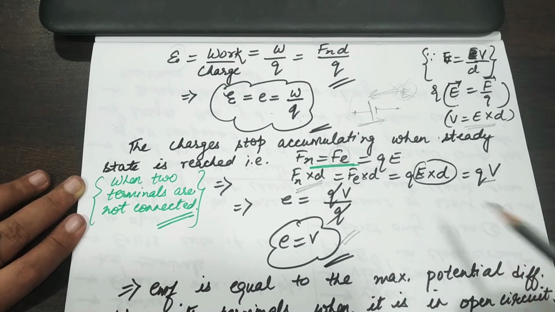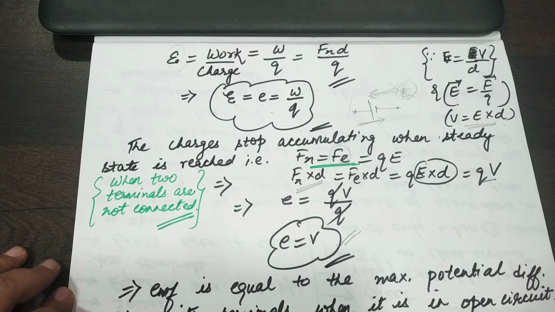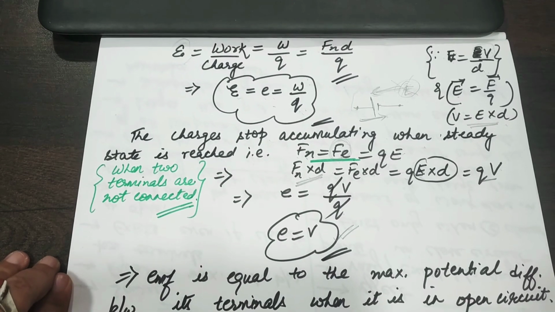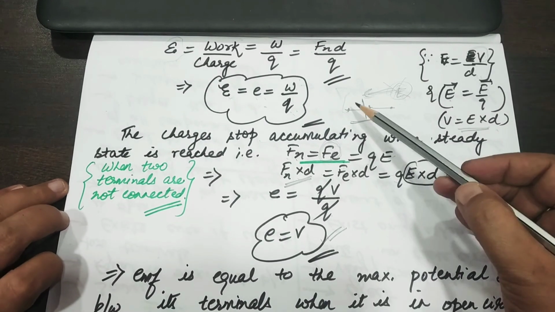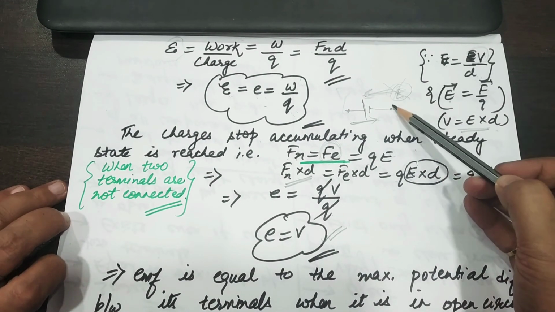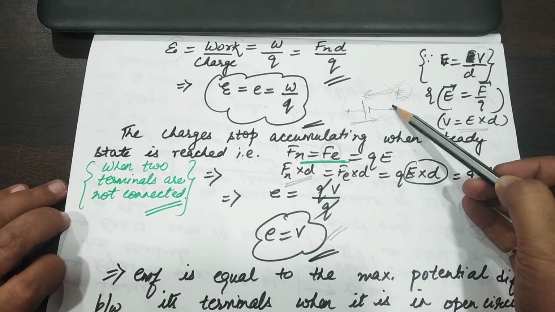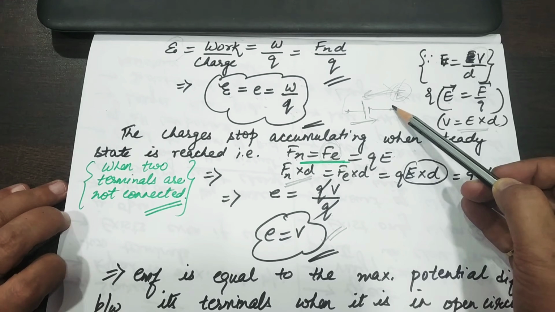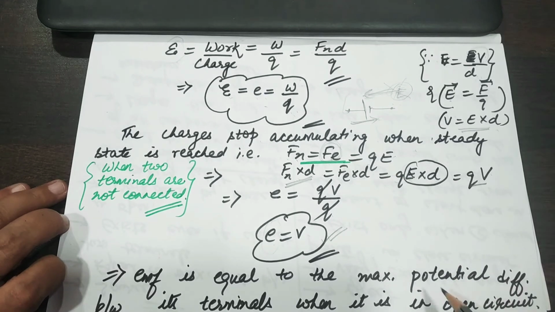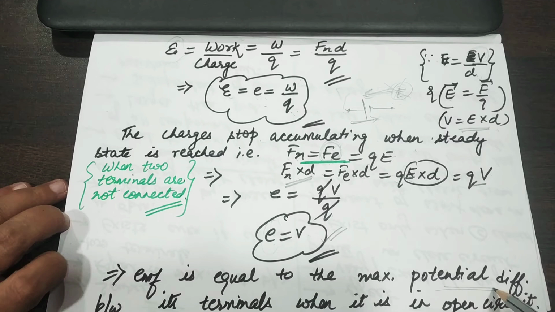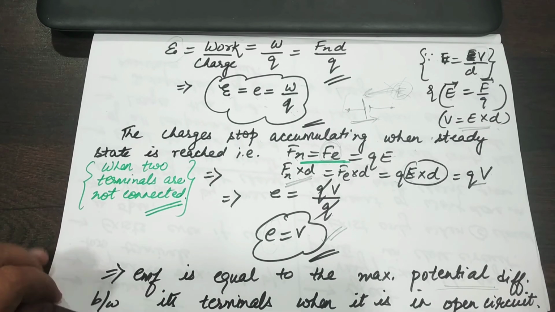So what actually is EMF? EMF is actually the maximum potential difference between the terminals when the cell is in open circuit. Open circuit means we are not taking any current from here. So EMF is defined as the work done in moving a charge once through a circuit, or we may say this EMF is actually equal to the potential difference of the cell. But in what condition? When we are not drawing any current from the cell. So that is how we define EMF.